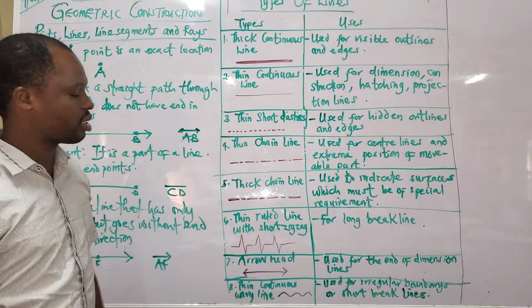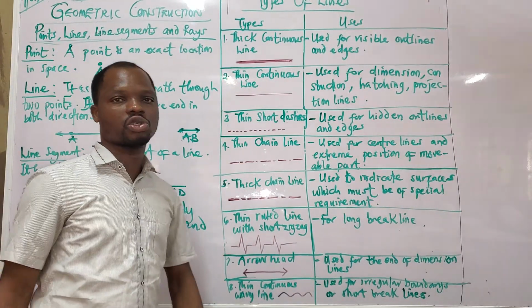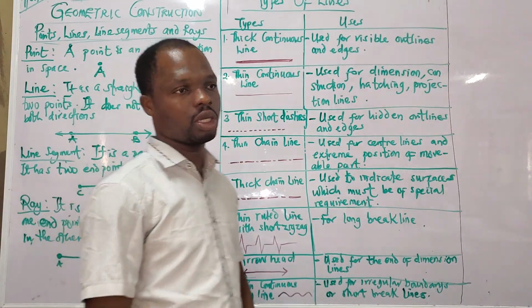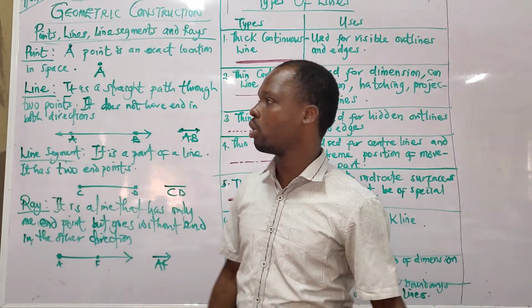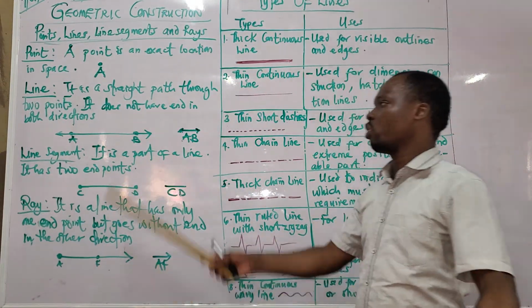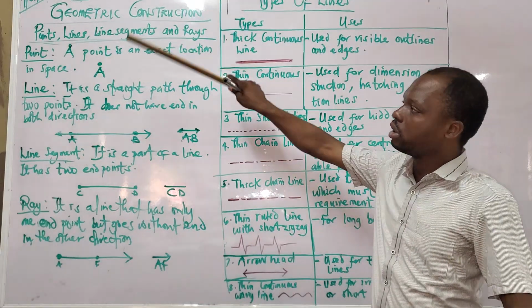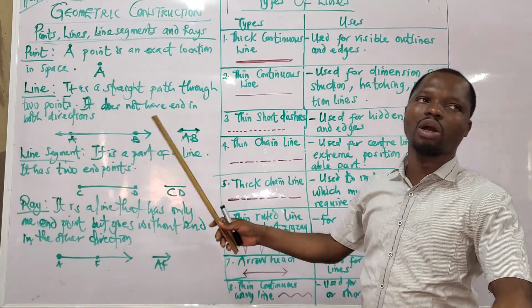All these lines we'll be using in our geometric construction. In the next class, we'll be talking about bisection of a line. If you have understood the different types of lines, we need to talk about how to bisect a line.